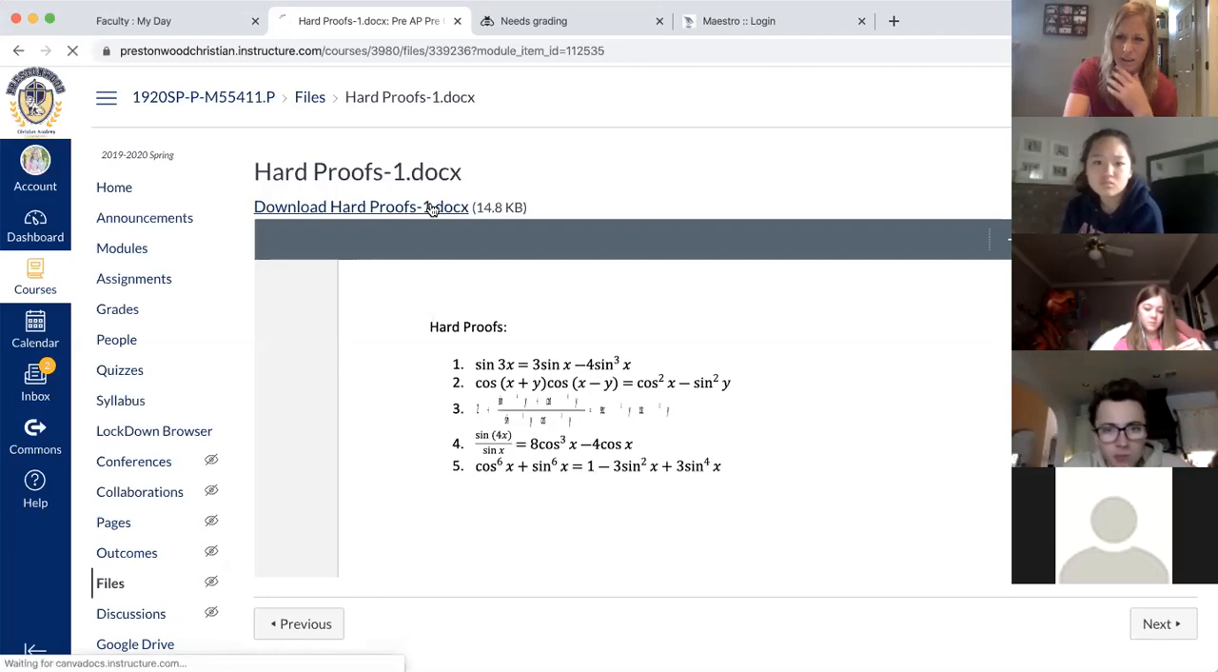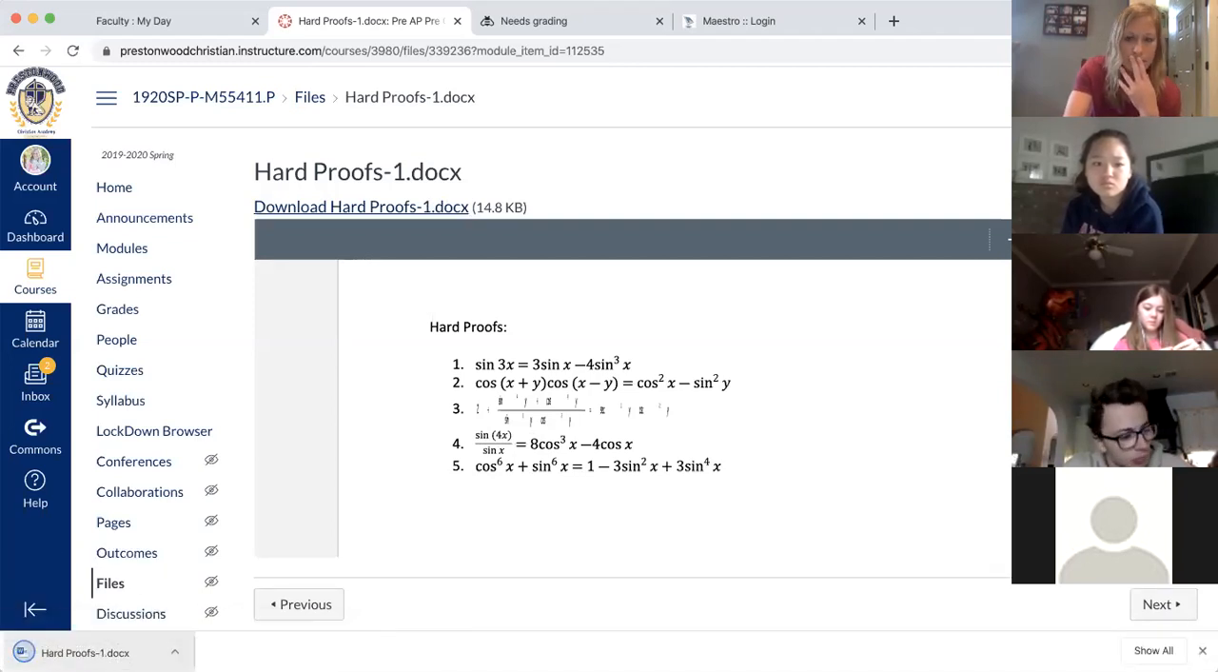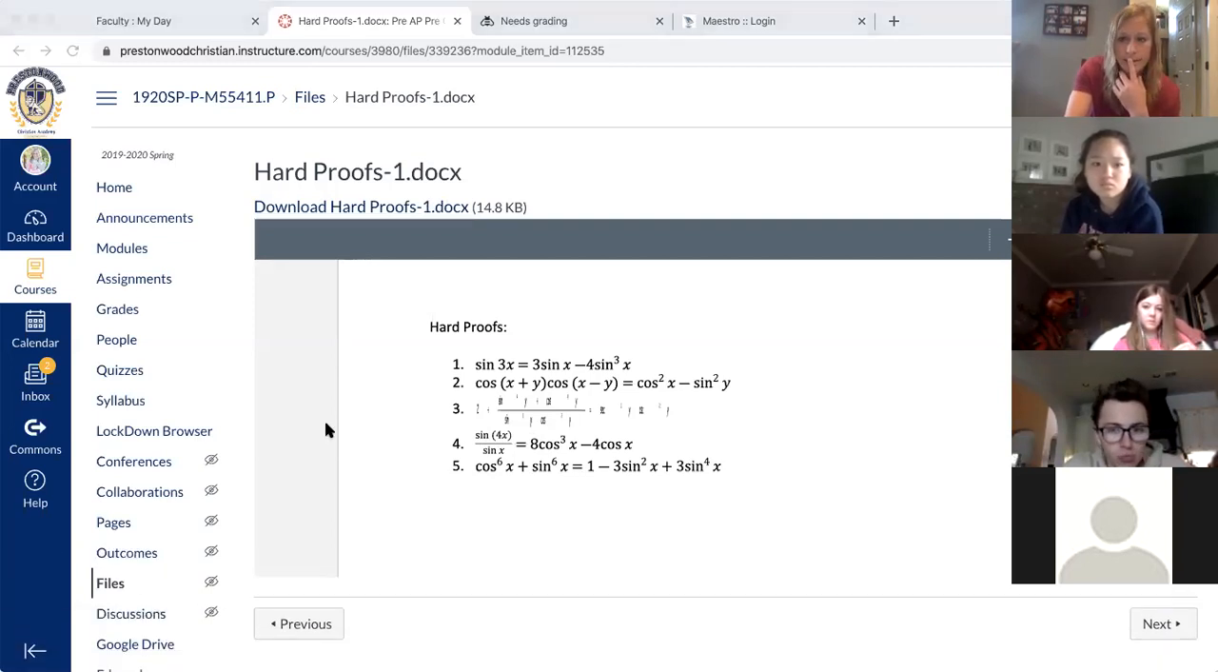I think if you download it, you'll be able to read it, but let me just double check that. I download this and open it. Yeah, it shows up fine if you download it. So they all have kind of tricks to them. Two of them we've done already on the group activity.